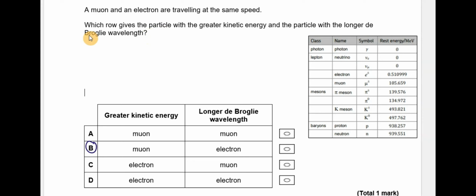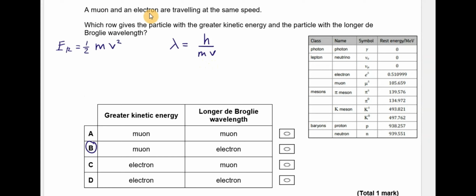So let's look at the equations that give us the kinetic energy. That's just kinetic energy: it's a half multiplied by the mass multiplied by the velocity squared. And the de Broglie wavelength is given by the Planck constant divided by the mass and the velocity of the object. Mass times velocity of the object is, of course, the momentum of the object as well.